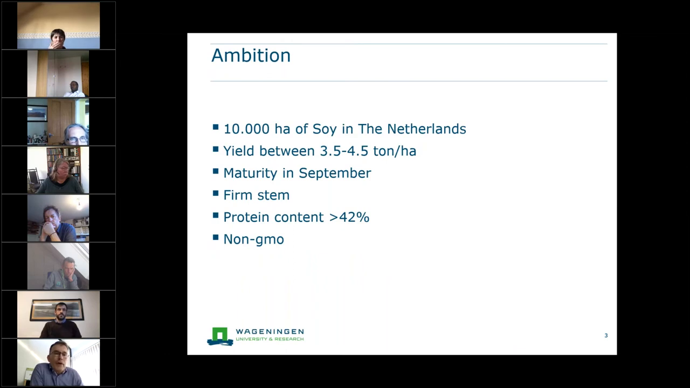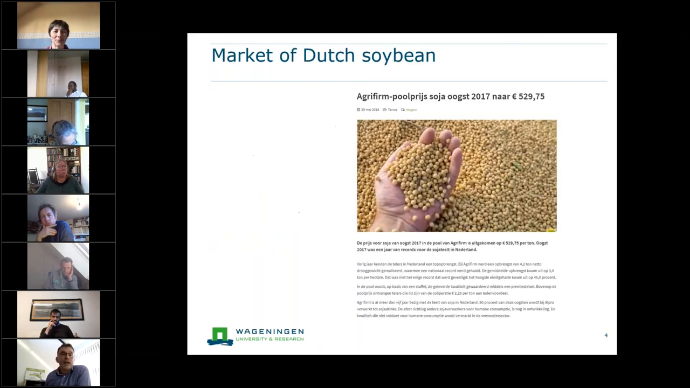Based on that, they put an ambition forward of growing 10,000 hectares of soy in the Netherlands. That might not seem much to you, but in the Netherlands, that would be rather large. But they also said, we want the yield between 3.5 and 4.5 tons per hectare. We want the maturity in September. We want the crop to have a firm stem so it doesn't fall over. And we need the seeds to have a protein content of 42% or more, and it should be non-GMO. So that was the task for us when we started.